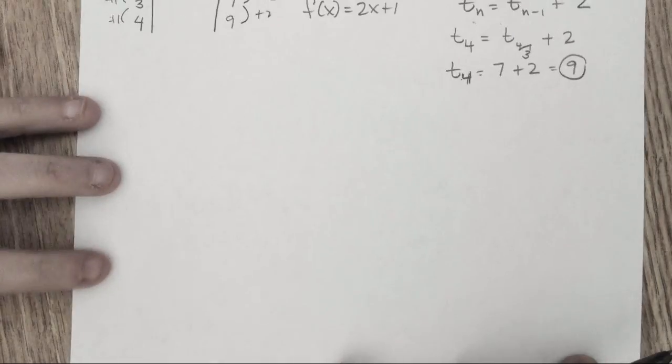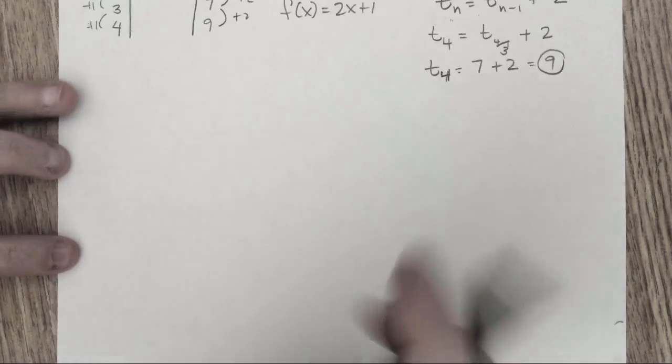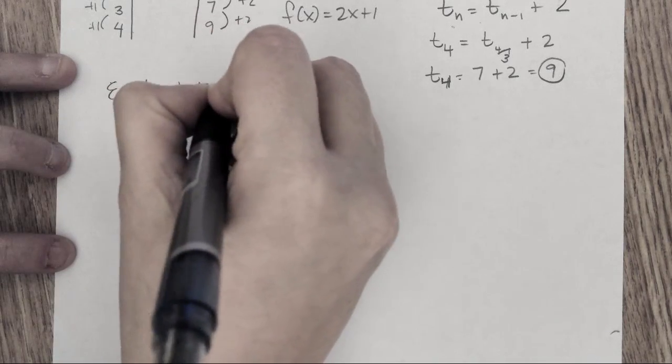The last formula that we have is the one that we would use if we needed T500, and it's called the explicit formula.